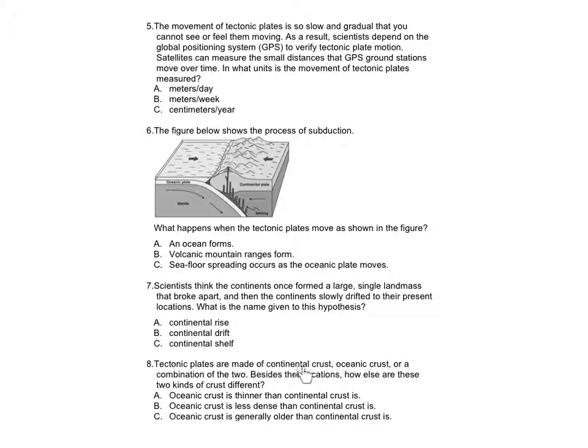Number 8. Tectonic plates are made of continental crust, oceanic crust, or a combination of two. Besides their locations, how else are these two kinds of crust different? A. Oceanic crust is thinner than continental crust is. B. Oceanic crust is less dense than continental crust is. C. Oceanic crust is generally older than continental crust is.